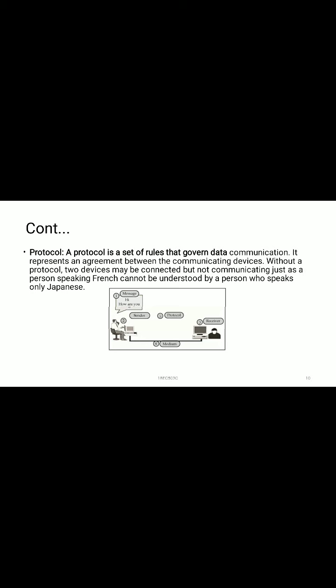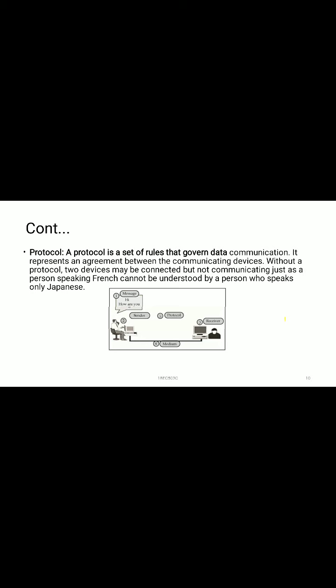Communicating devices are nothing but what? Transmitter device and receiver device. These two devices have an agreement. By using this protocol, the data has to be transferred. Without a protocol, two devices may not be connected. Two devices may be connected but not communicated.